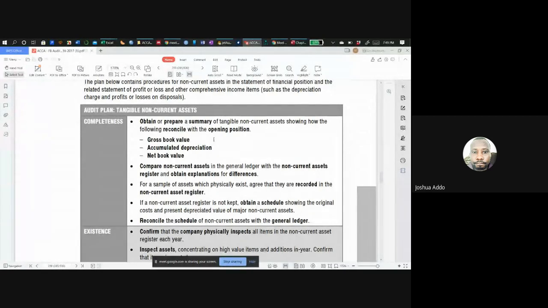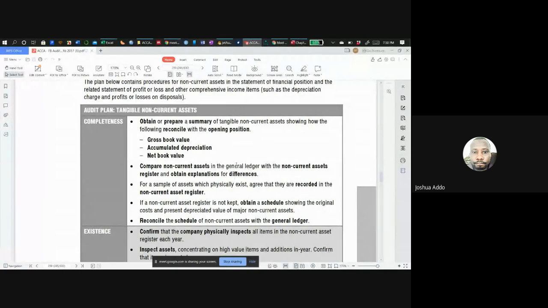So you agree the opening balance with the balances from the previous period, because the same statement will also capture the additions and disposals. Compare non-current assets in the general ledger with the non-current asset register. Yes, they have the same figures in two different places. So it's a way of gauging how complete the recordings are. If it is the same here and the same there, then it's a measure of how complete they are. If it is different here and different there, then you can clearly see that completeness is likely to suffer.